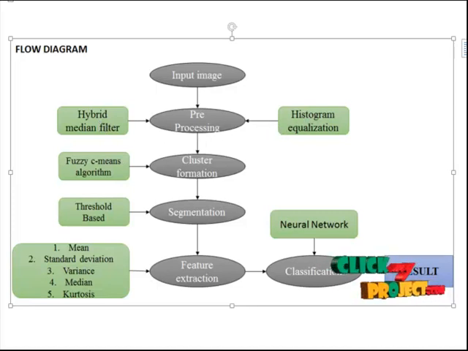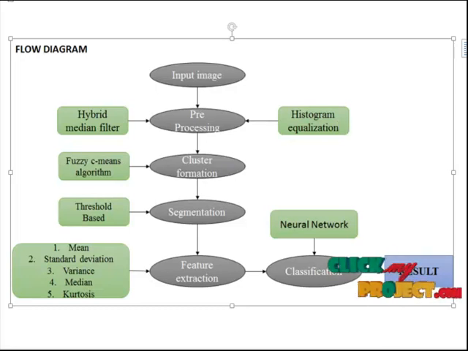Next, histogram equalization is a method in image processing of contrast adjustment using the image histogram. This method usually increases the global contrast of many images, especially when the usable data of the image is represented by close contrast values. Through this adjustment, the intensities can be better distributed on the histogram.